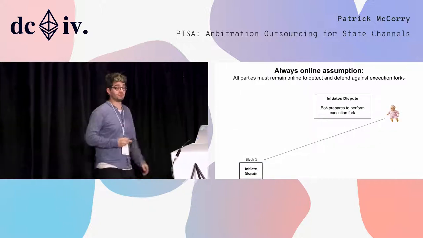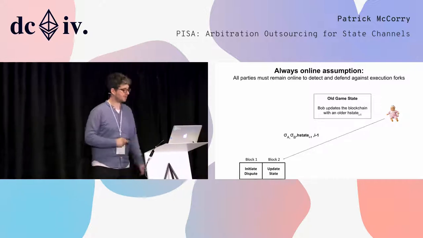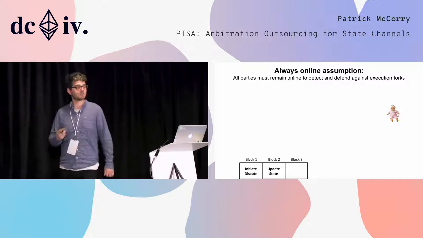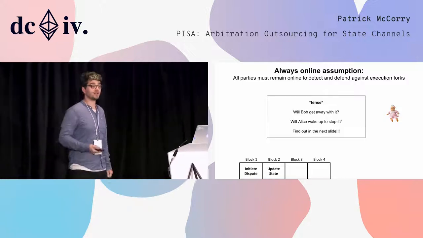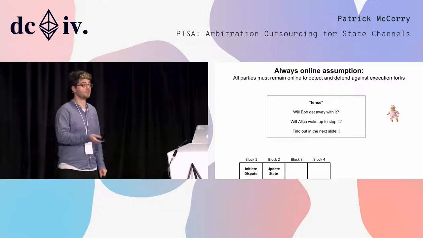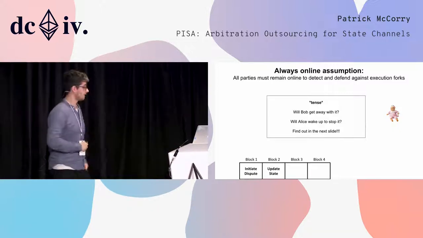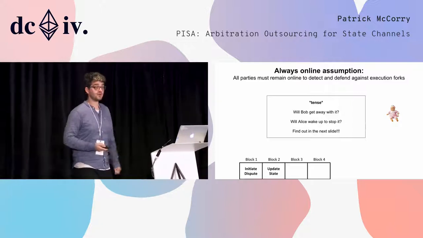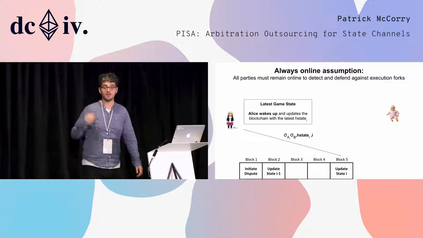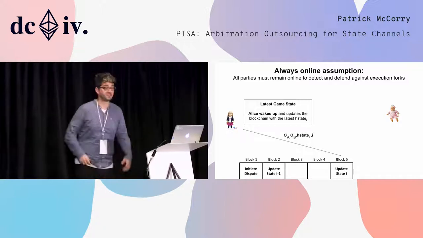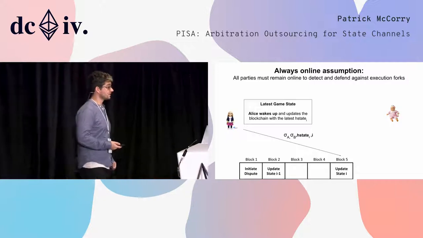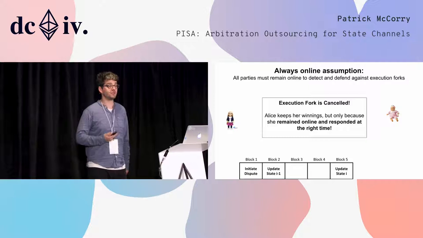So Bob could trigger the dispute, send the older game state, and then the block just ticks away and ticks away. And of course, if Bob is successful, he could then deploy the poker game and simply withdraw his coins from the channel. Now, for Alice to defend herself, she has to come online and go, oh no, Bob's trying to cheat me, and then broadcast the latest state of the game where she, in fact, had won the poker game. And that's really important, because the problem here is that there could be an execution fork.